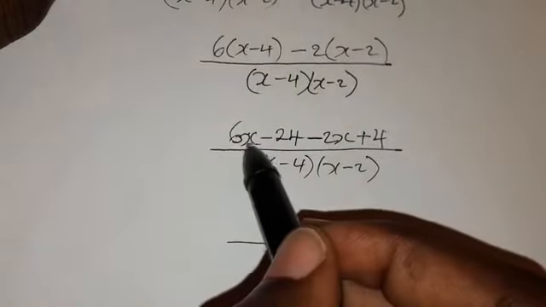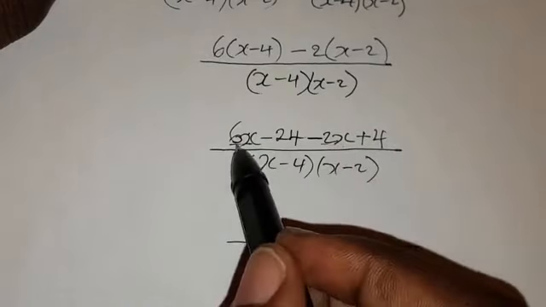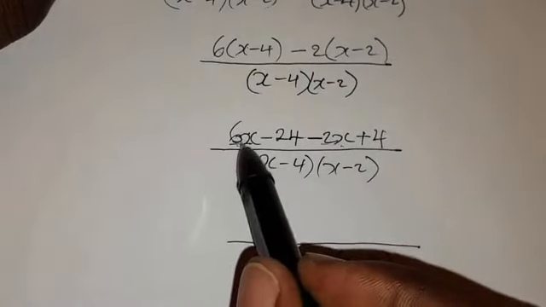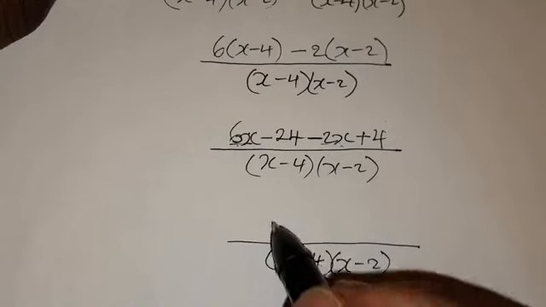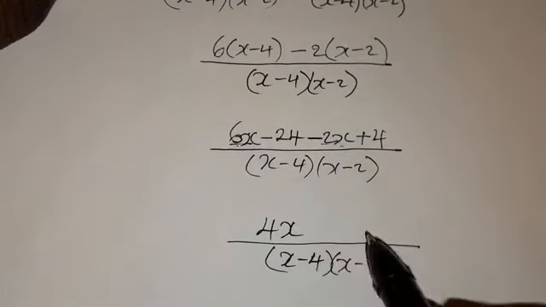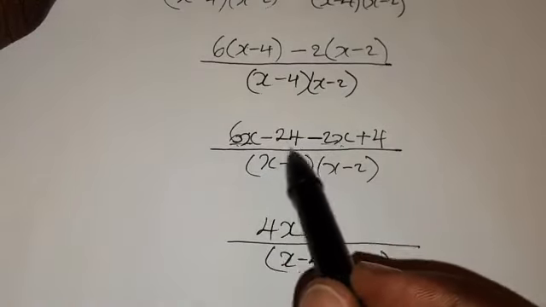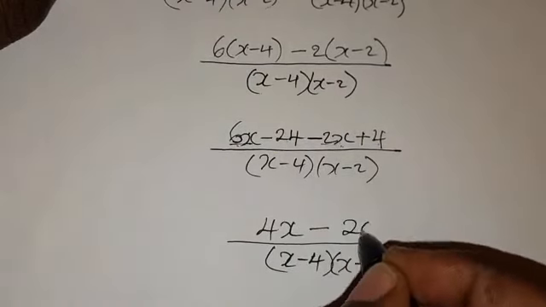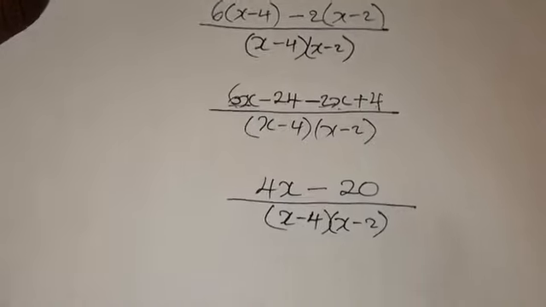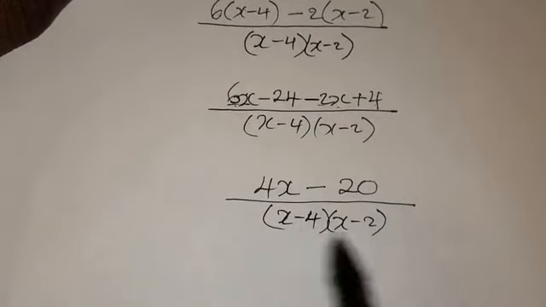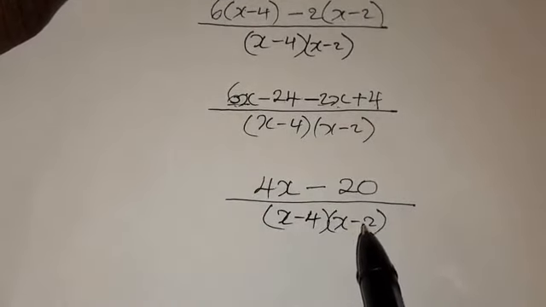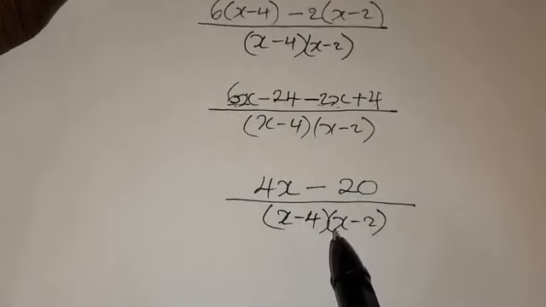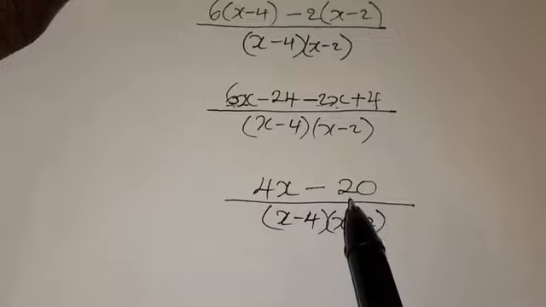This term has an x and this term has an x. This is positive and this is negative. So 6x minus 2x is 4x. Then negative 24 plus 4 is minus 20. So this expression cannot be simplified further, meaning you have written this as a single fraction in its lowest terms.